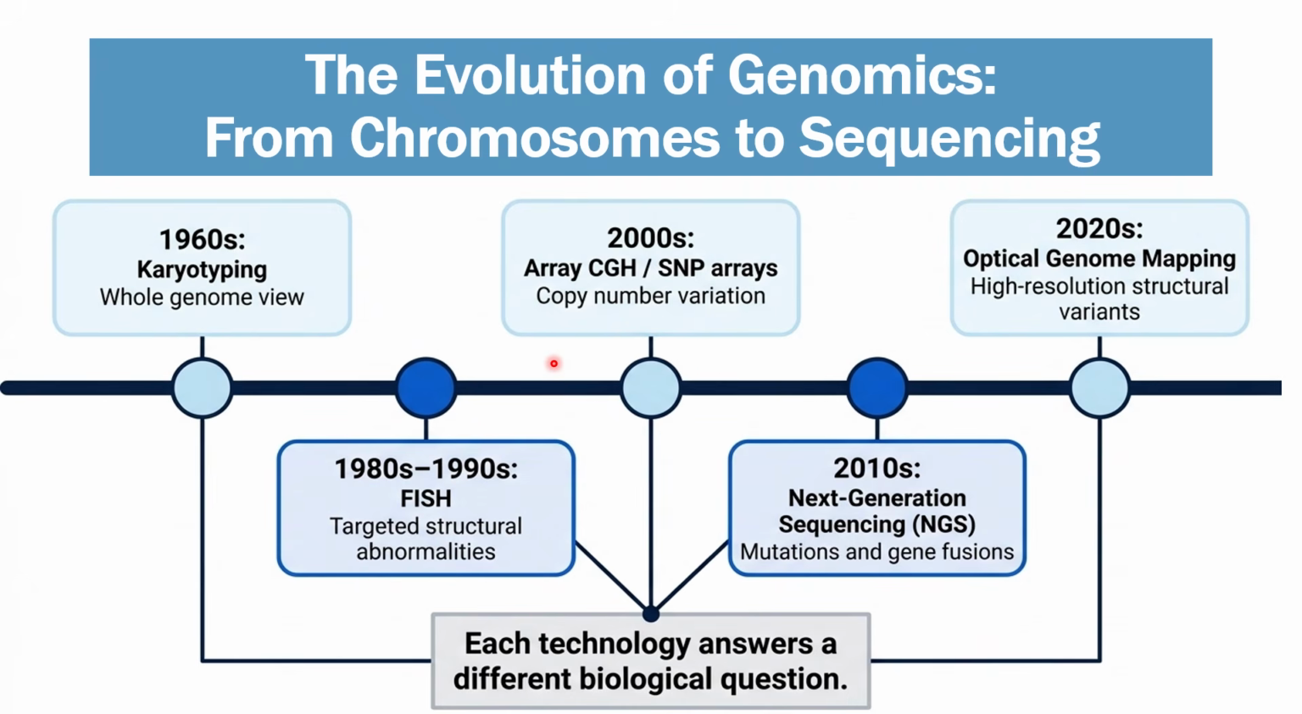Array comparative genomic hybridization came in the 2000s, which detected copy number variation, and also we had single nucleotide polymorphism arrays, which did the same thing. Now, in CGH, what we did was compare the DNA content of the patient with the DNA content of a human reference genome. We tag this DNA with different fluorescent probes, and this entire thing is hybridized onto a microarray and then detected.